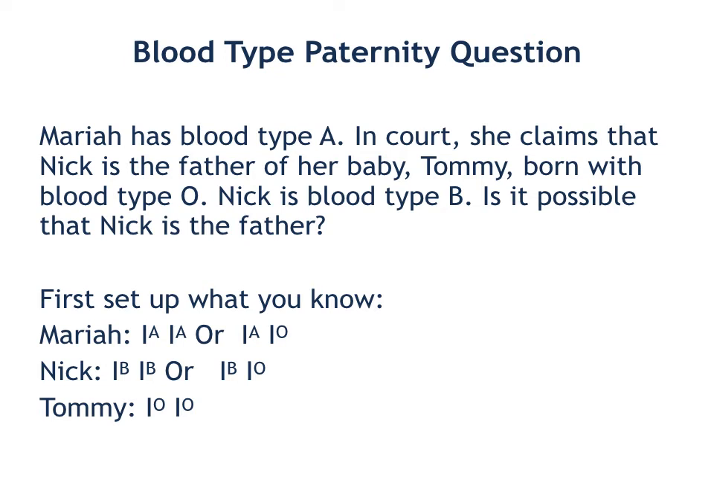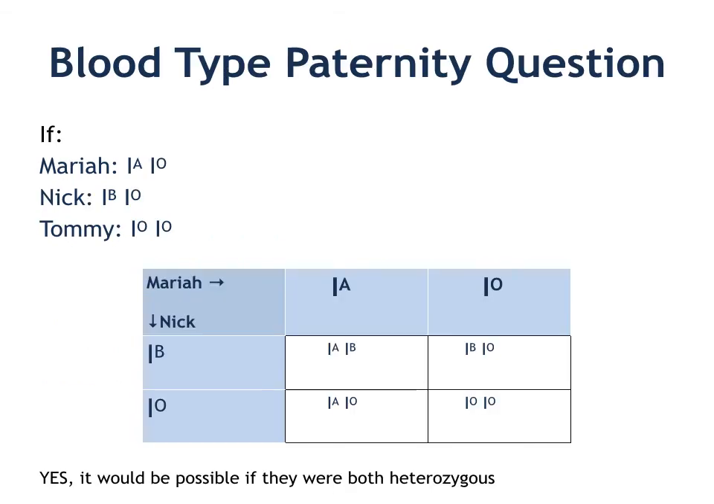So let's work it out if both Mariah and Nick are heterozygous, IAIO and IBIO. If that were the case, I put Mariah's genes going across the top and Nick's possible genotypes for his sperm going across the bottom. If Mariah's gamete carries the IA gene and Nick's carries the IB gene, it will result in an IAIB zygote, or child with blood type AB.